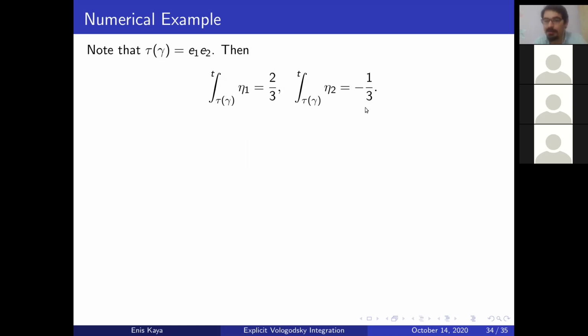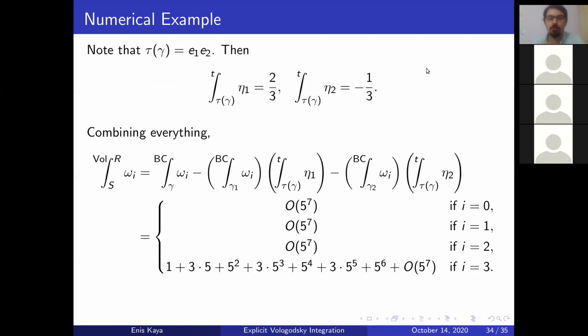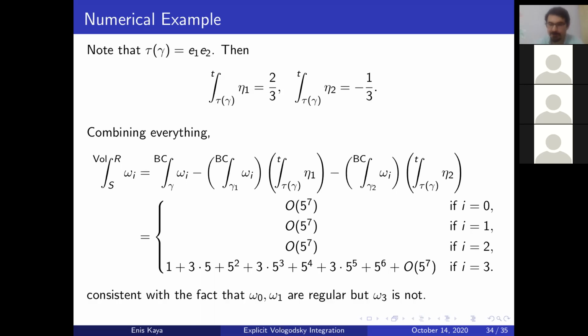And this is again quite easy. The second tropical integral will be minus 1 over 3. So combining everything, we get these results. And as you see, as expected, the integrals of omega 0 and omega 1 vanish. So these results are consistent with the fact that omega 0 and omega 1 are regular, but omega 3 is not.